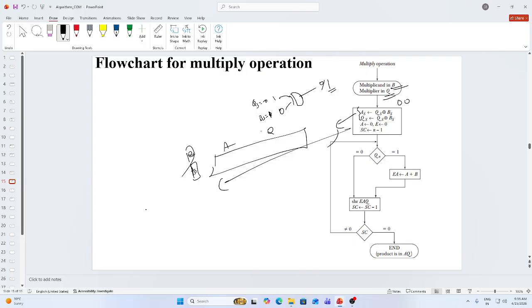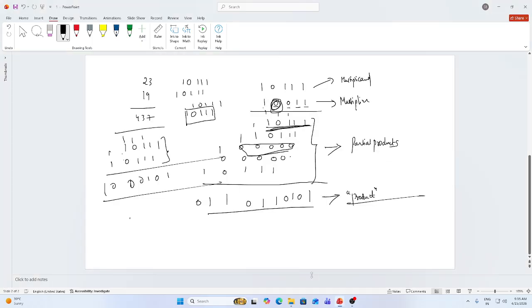Now what do we do every time? We monitor the Qn bit. The Qn bit represents the multiplier bit in every iteration, since we are shifting right every time. So every time Qn represents the multiplier bit which we are going to monitor. First we monitor this multiplier bit.